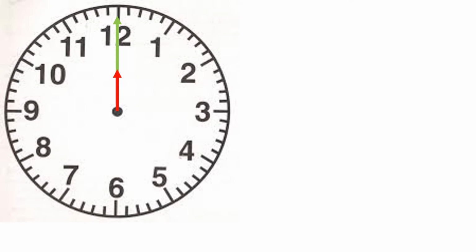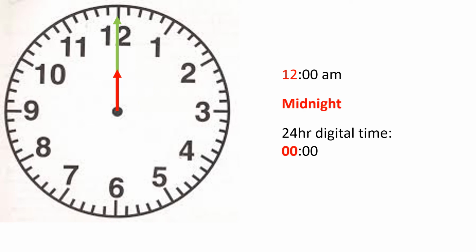This is 12 o'clock AM. 12 AM is midnight. And once again, it doesn't follow the AM PM rules for making a 24-hour time. This is special because remember, the whole 24-hour day starts at midnight. So it starts at 00:00. That's the special time for midnight.